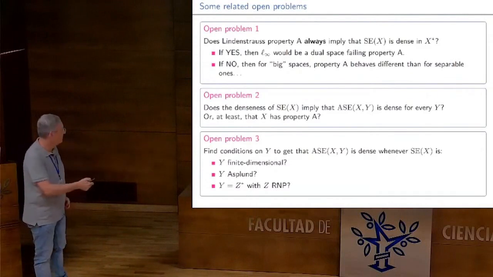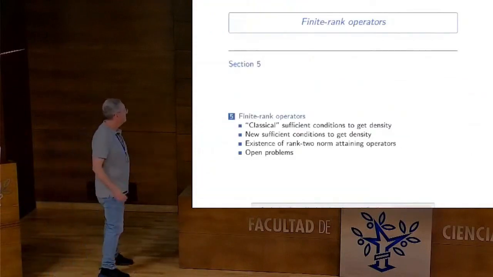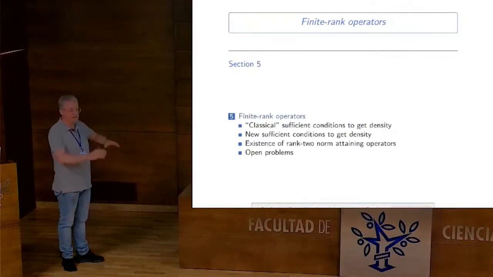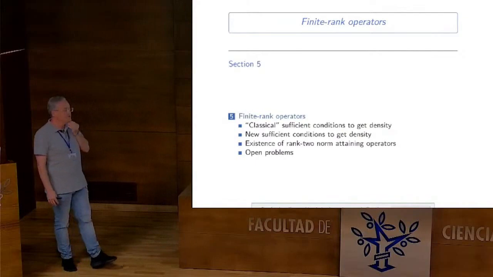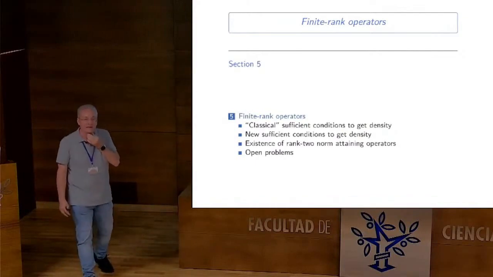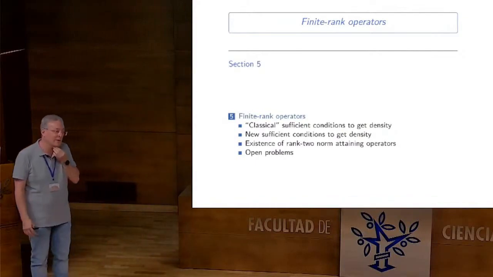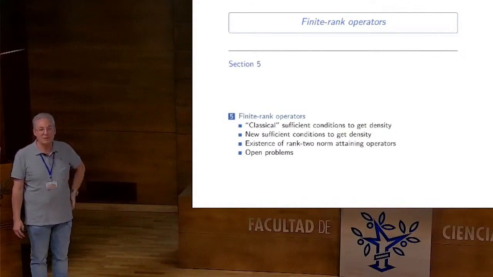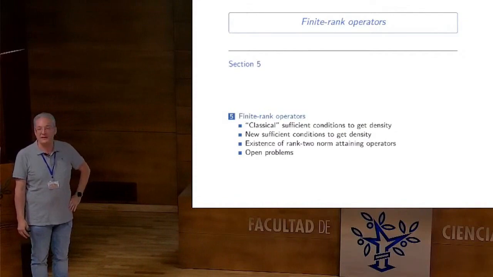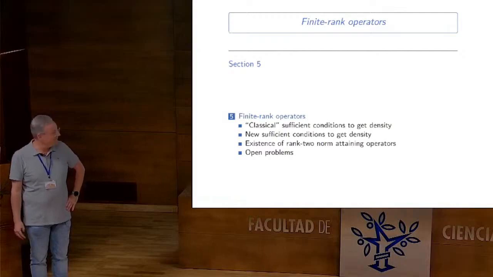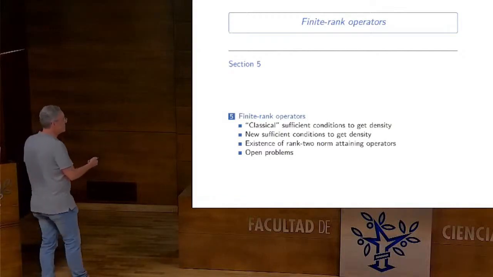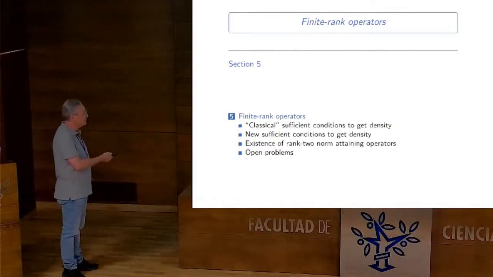We don't know. Okay, so let's go to finite rank operators, and this will be the last part of my series of talks. I think I put yesterday that the problem of whether finite rank operators can always be approximated by non-attaining operators is, in the words of Johnson and Wolfe, the most irritating problem that is still open in the field of non-attaining operators.